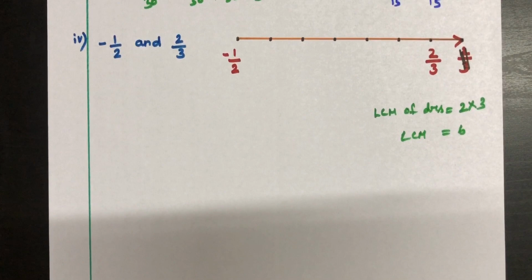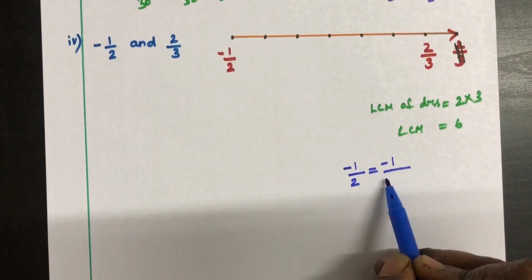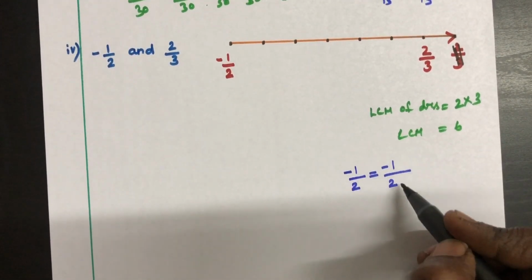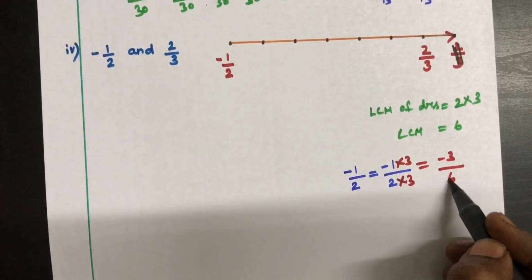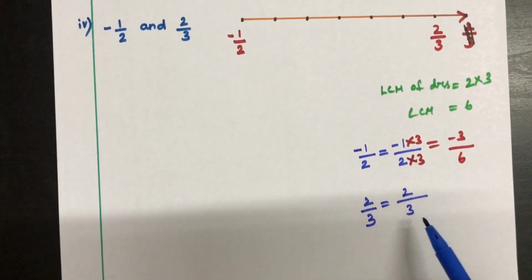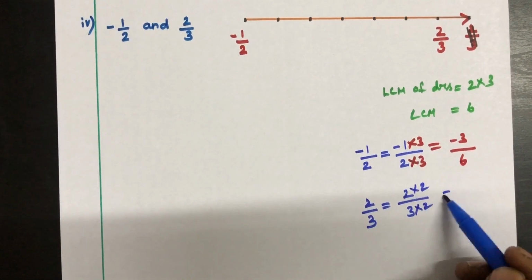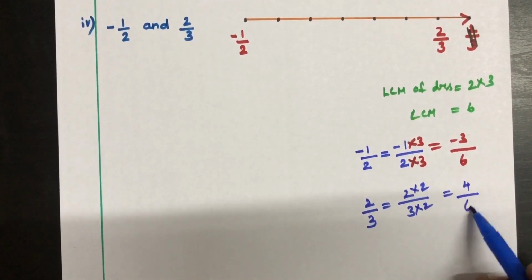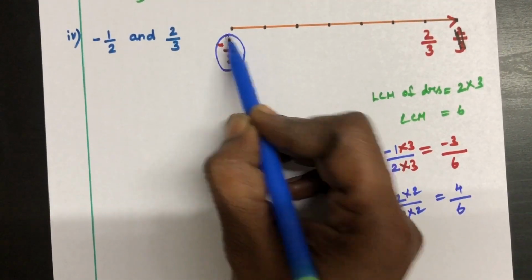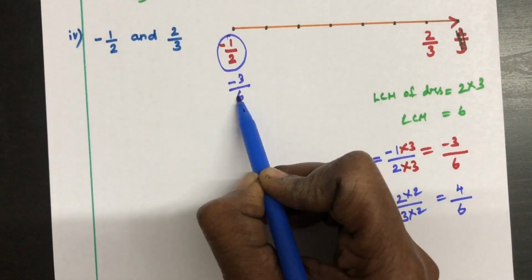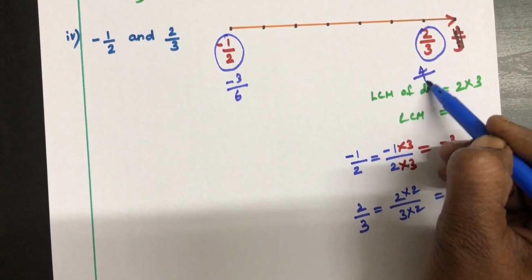For that, what do we need to do? Minus 1 by 2, I am going to make this denominator 6. For that, I am going to multiply it with 3 here, here also 3. So this is minus 3 by 6. 2 by 3, if I want 6 in the denominator, into 2, into 2, equal to 4 divided by 6. Instead of this minus 1 by 2, shall we give minus 3 by 6 here? Instead of this 2 by 3, shall we give 4 by 6 here?